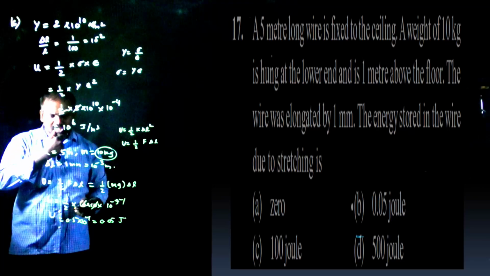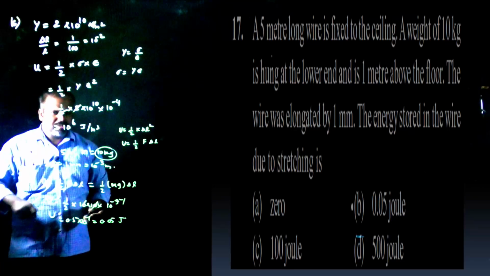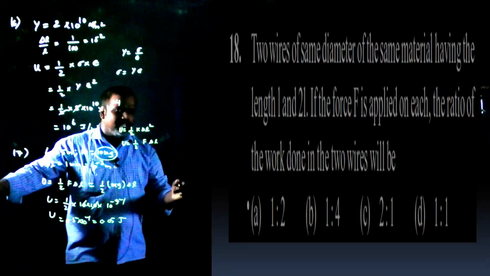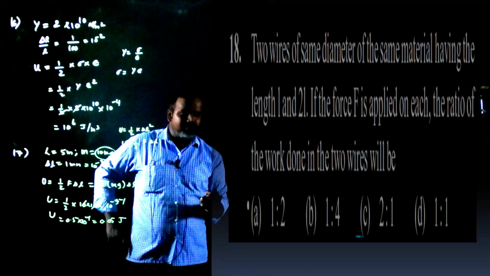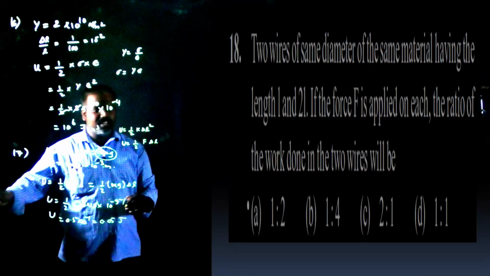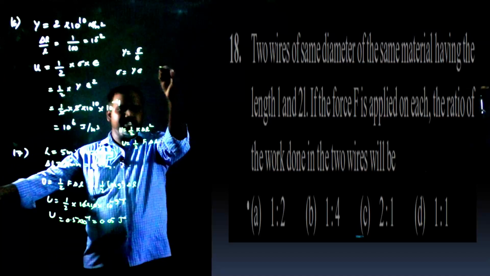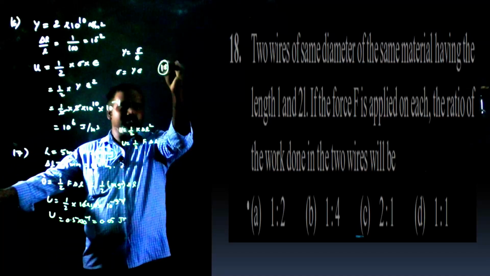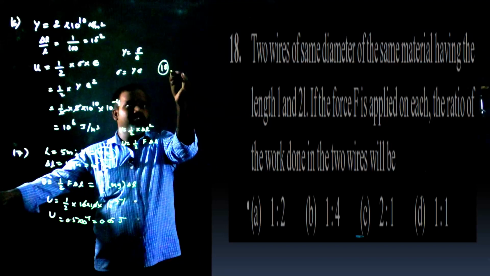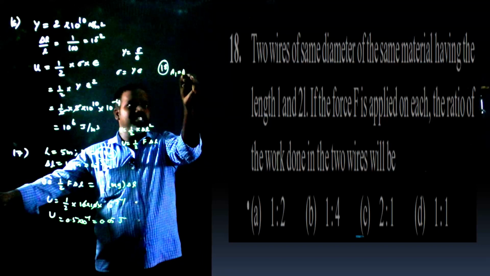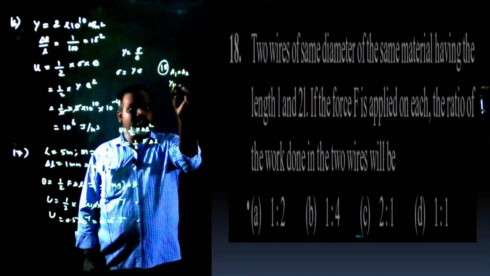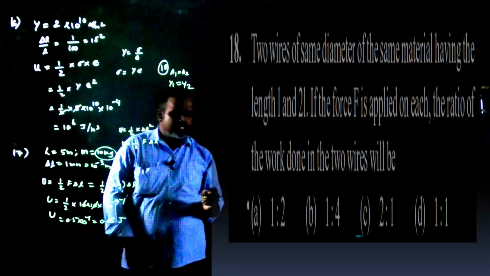Now let us go for question number 18. The two wires are of the same diameter and the same material. So I can write the given data for question number 18 here. The same diameter is given, therefore the diameter is the same, and then we can say the area is also the same. And the same material, therefore Y1 is equal to Y2.